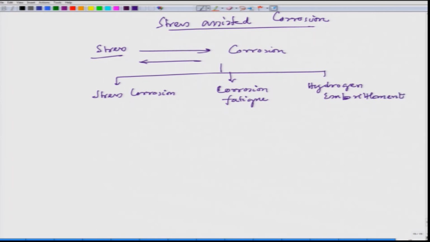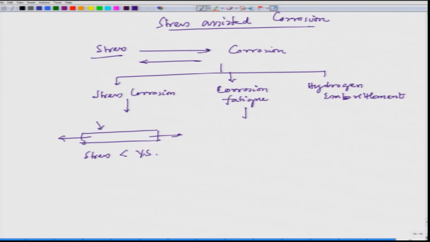embrittlement. In case of stress corrosion, if a component is under tensile stress and it is exposed to a corrosive environment, and the stress is less than the yield stress of the component, and interestingly in this case the loading is static. So, we are not having alternate loading just like fatigue. That kind of corrosion we experience, we call stress corrosion, because it is a static form of loading along with corrosion.